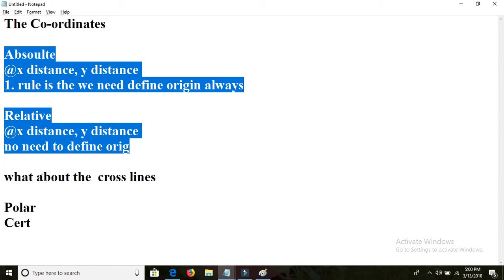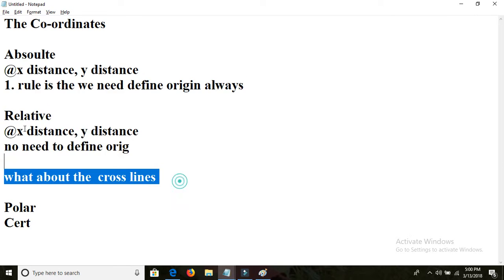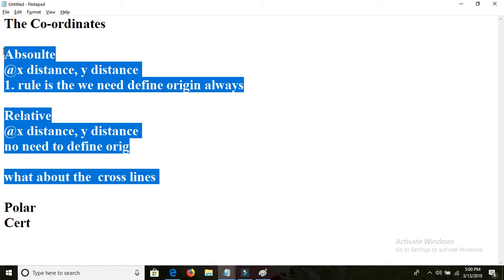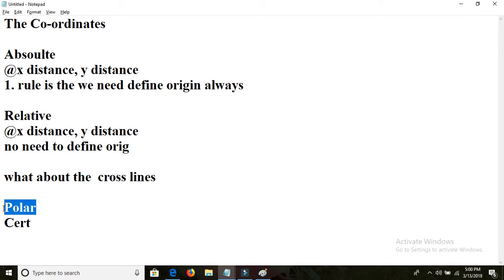Okay, the next topics will be covered in the next section. Here I covered only absolute and relative coordinates to you, but I will cover polar coordinates and Cartesian coordinate systems also in later classes.